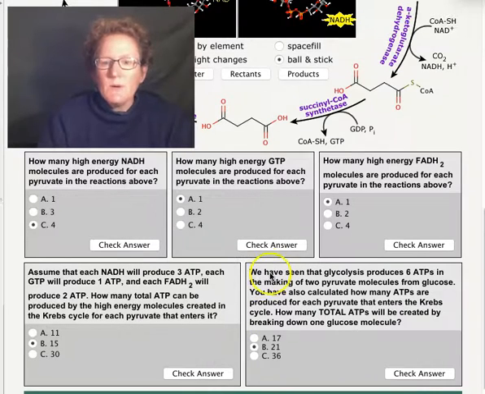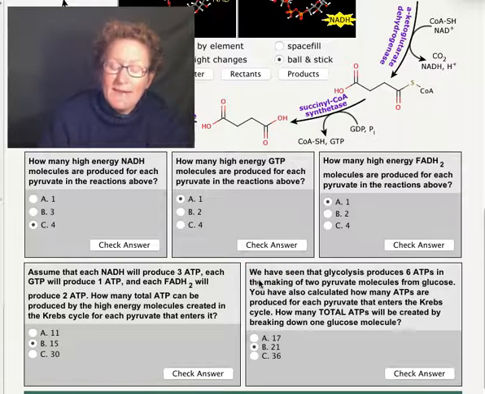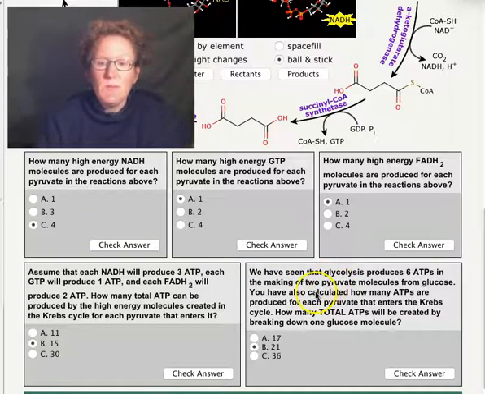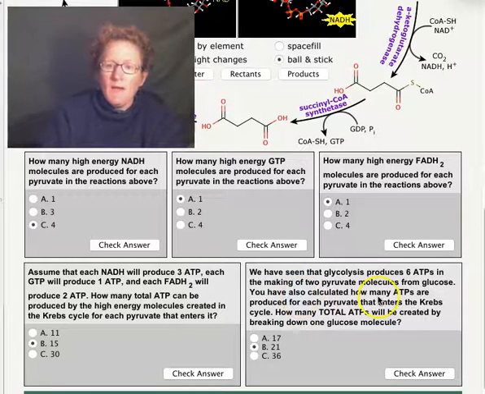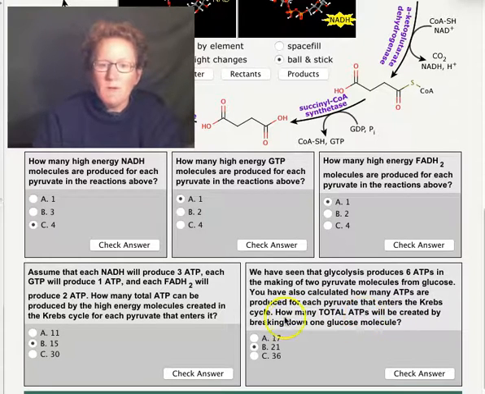So for the next question, it says that we've seen glycolysis produce 6 ATPs in the making of 2 pyruvate molecules from glucose. And remember, both of those pyruvate molecules go into the Krebs cycle. You've also calculated how many ATPs are produced for each pyruvate that enters the Krebs cycle. How many total ATPs will be created by breaking down 1 glucose molecule?